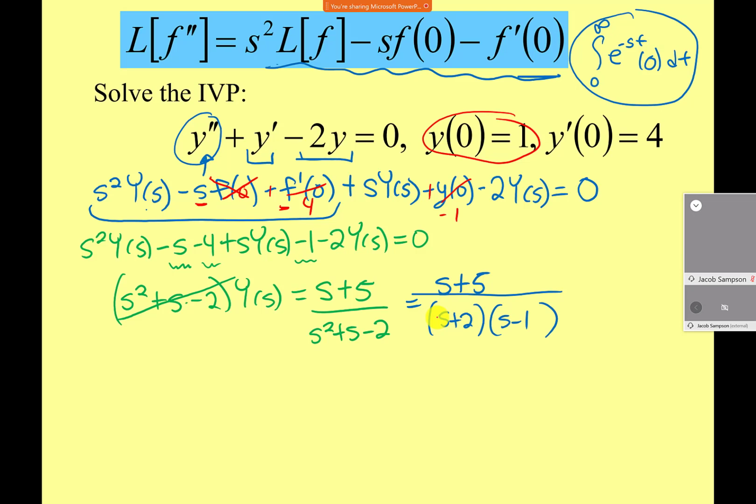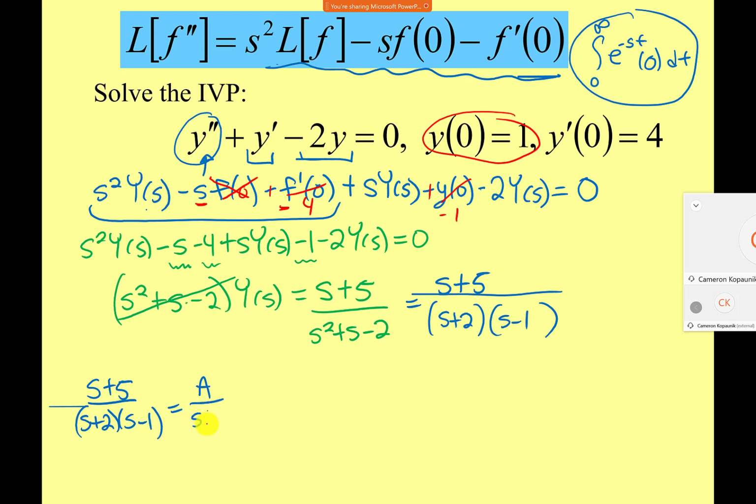Partial fractions. Yep, you're going to be doing partial fractions a lot because it's going to be common to have some stuff on the side and divide by the other stuff just like we did here. So we're going to do partial fractions. So we've got s plus 5 over s plus 2, s minus 1. I'm doing it down in the corner. And so that's going to be some A over s plus 2.